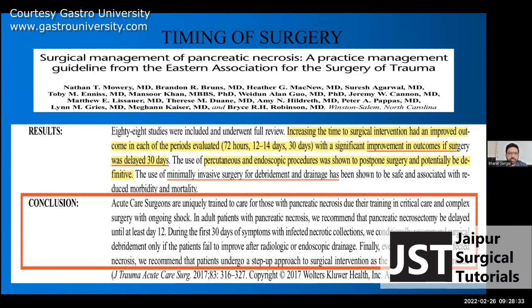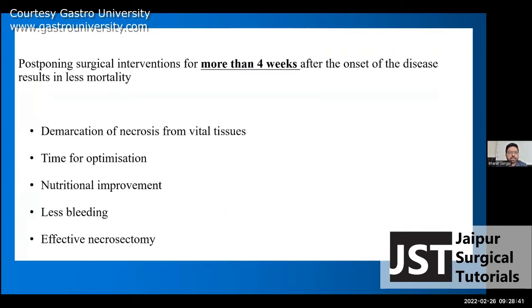Now, the timing of surgery again was recommended to be delayed as much as 30 days if possible, depending on the clinical condition of the patient. And the benefit is that there is demarcation of the necrosis from the vital tissues, therefore making the dissection easier. Enough time for optimization of the patient with nutritional improvement. It has been shown that there are fewer chances of bleeding, and an effective necrosectomy can be done after 4 weeks.